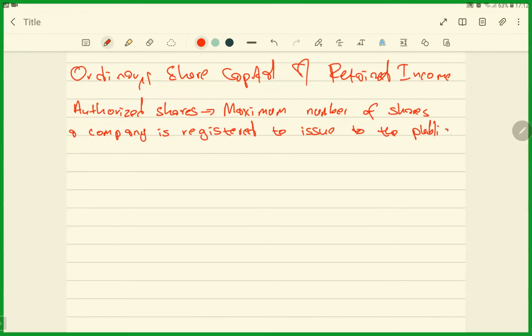Now, for example, let's say we are told that the authorized shares are 1 million shares. The shares that we issue should either be the same as this or less. So either they are equal, or they are less than the authorized shares, but they must never exceed the authorized shares.